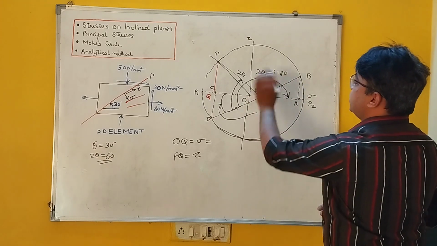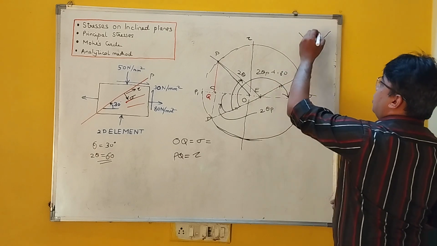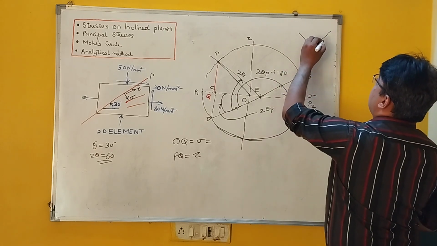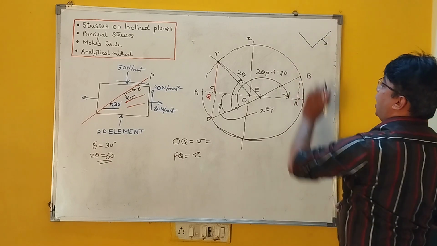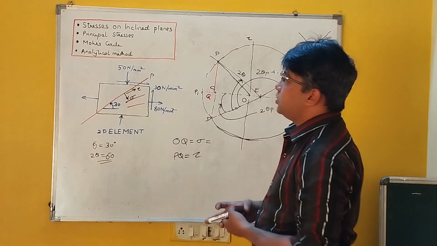So there are two principal stresses. They shall be perpendicular to each other, and they will be such that only normal stress will be acting on them and no shear stress. So that was all about principal stresses.